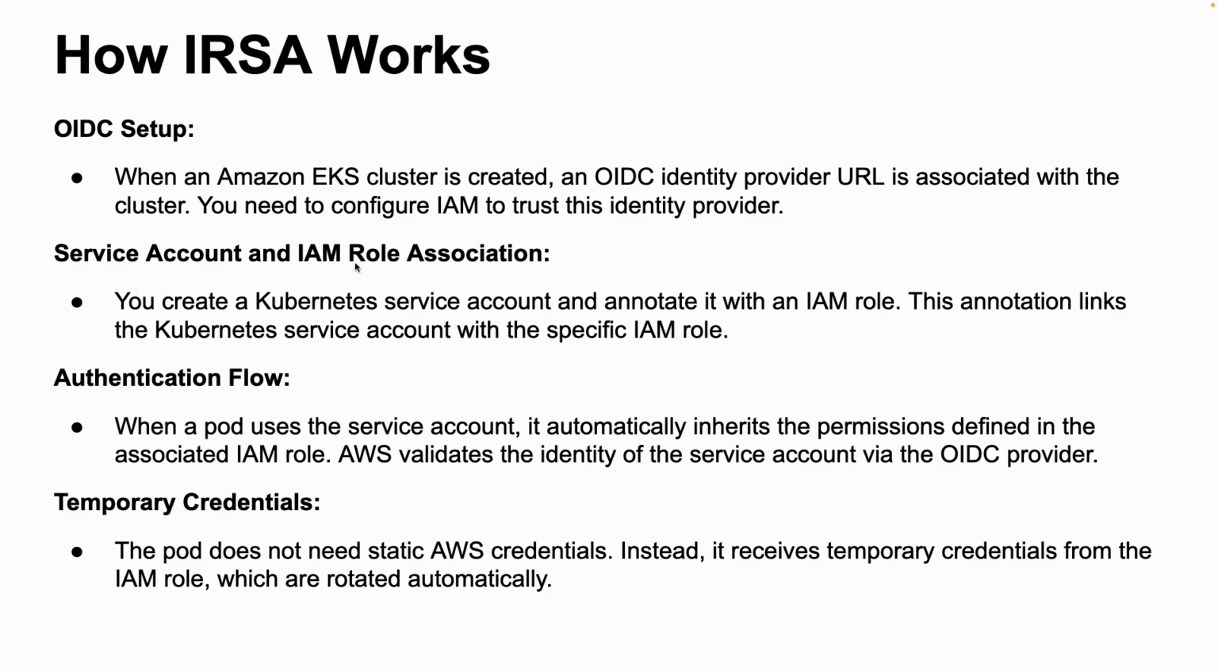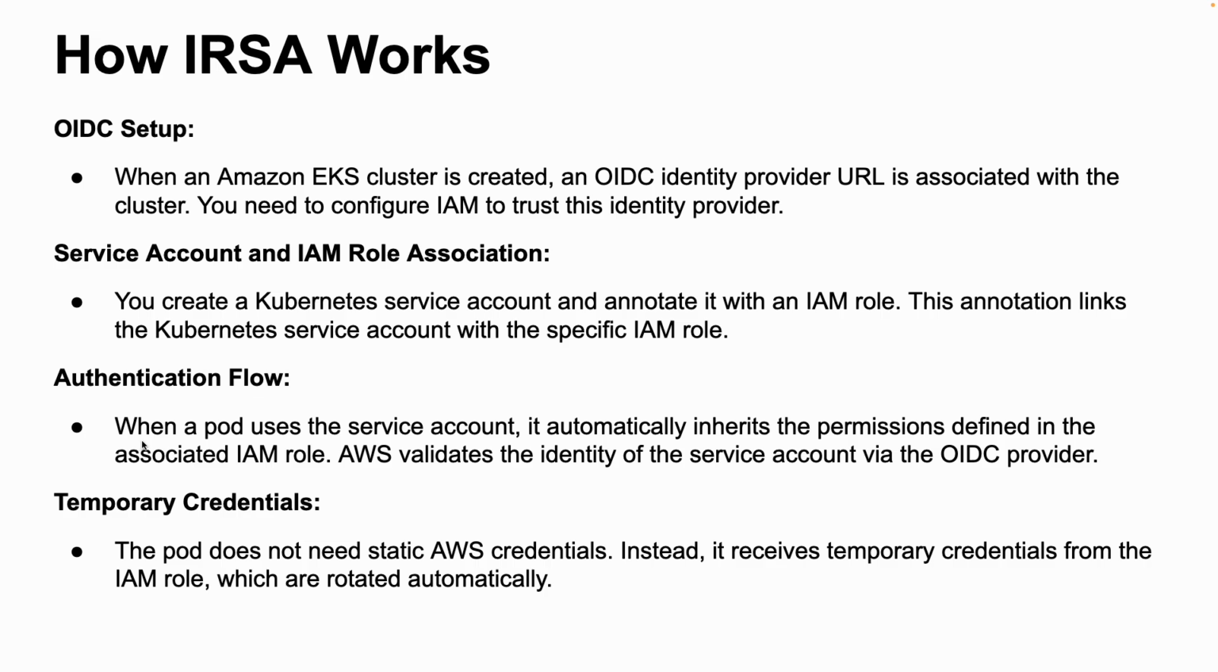After that, we have service account and IAM role association. Here you create a Kubernetes service account and annotate it with an IAM role. This annotation links the Kubernetes service account with a specific IAM role. So in this, what we will be doing is just creating a service account YAML file in Kubernetes, and we will be adding an annotation after we create the IAM role. This annotation links the Kubernetes service account with a specific IAM role.